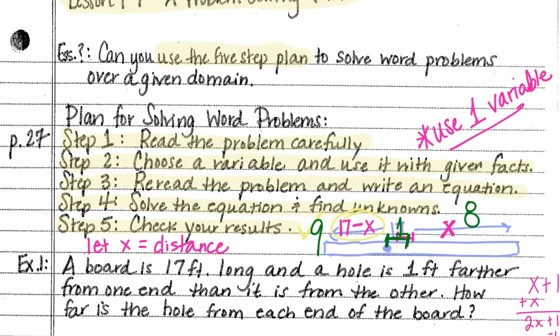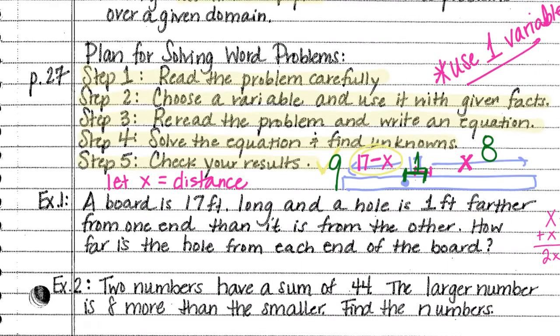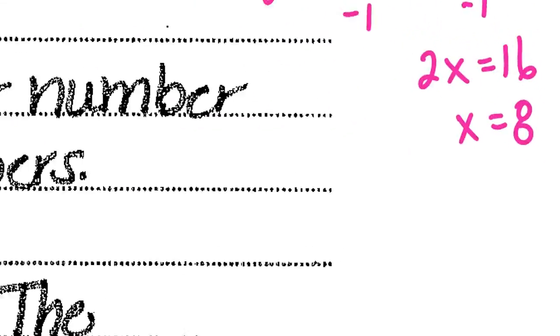All right, that question was a little hard. Let's try one more. You will have tons of questions like this. Example 2 says 2 numbers have a sum of 44. The larger number is 8 more than the smaller. Find the numbers. So I have a larger number, I have a smaller number. If I call the smaller number x, I know the larger number they said was 8 more than it.